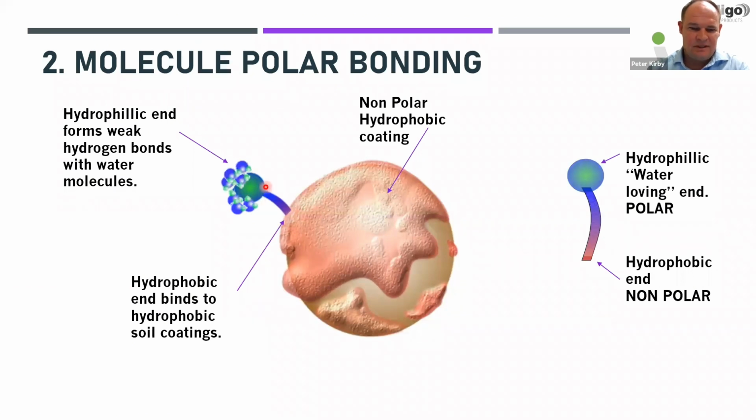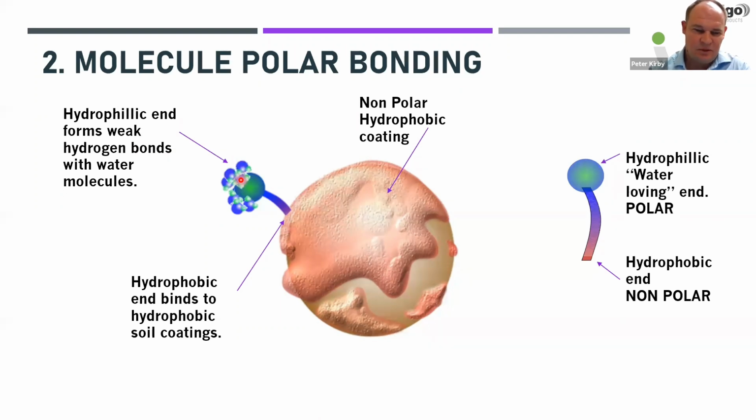The actual hydrophilic end, or the water-loving end, sticks out into pore spacing, and then when water comes through, it basically drops and forms hydrogen bonds with these hydrophilic ends of the surfactant molecule. And the good thing is it's a relatively weak bond, which means that when roots go in and need water, they can actually extract water from that pore spacing quite efficiently.